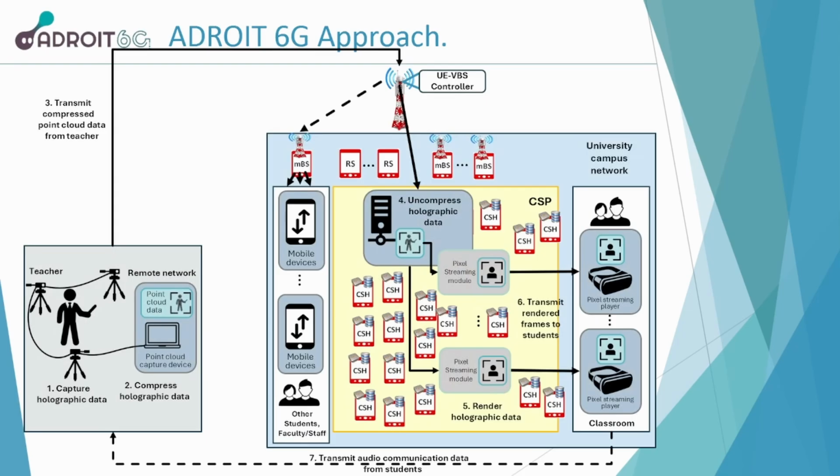ADROIT6G addresses these challenges by rethinking how network and compute resources are distributed and managed. Instead of relying on centralized cloud infrastructure, processing is pushed closer to the users through edge computing. In this architecture, user equipment can act as virtual base stations, contributing both networking and computational capabilities.